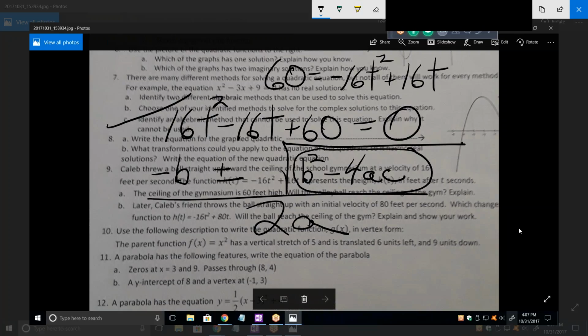So it's b squared. 16 squared minus 4. A is also 16. And C is 60. Which is bigger, that or that? You can use your calculator if you need to.